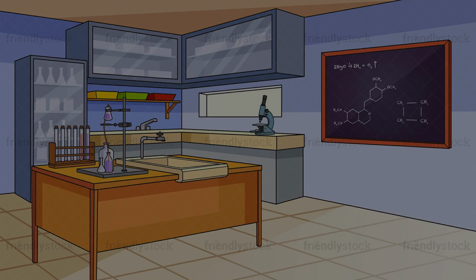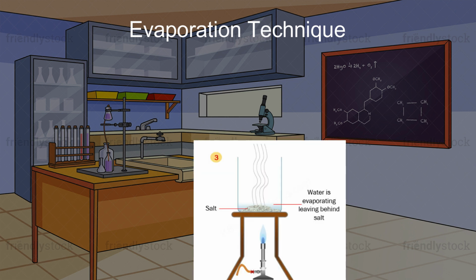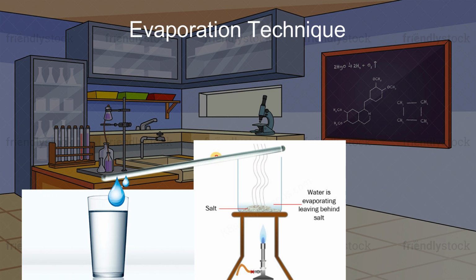So, for the last step, we'll be using the evaporation technique. In this process, in order to separate the salt from the water, we need to place the salt water into a container and boil it until all of the water evaporates from the container and it condenses into a different container. And now we're only left with the salt particles inside the container that we've heated.